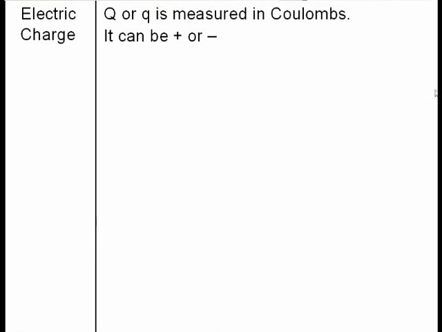So we'll start off by defining what is this electric charge. Electric charge has the symbol big Q or small q, and it's measured in the units of coulombs. It can be positive or negative. When I'm rubbing the balloon with the fur, the balloon was losing electrons, so it became positively charged, and the fur then was gaining electrons, it became negatively charged.